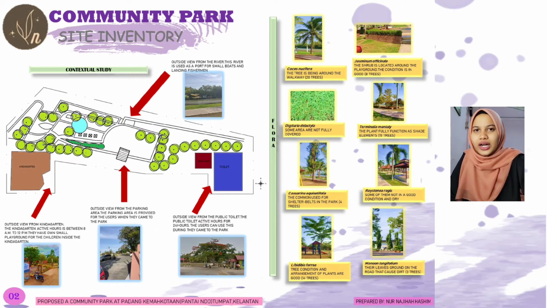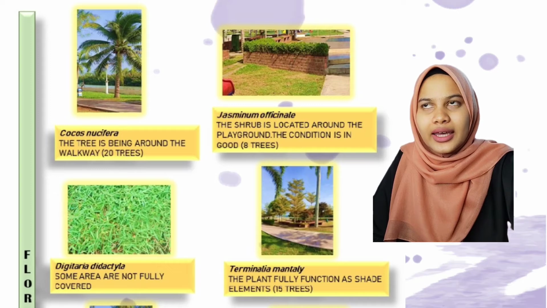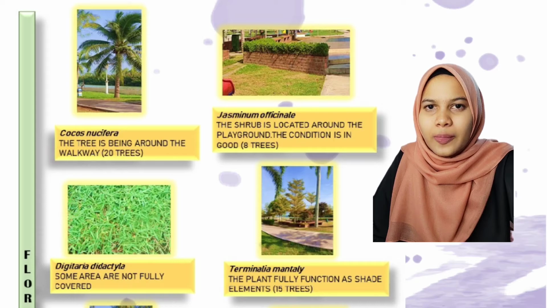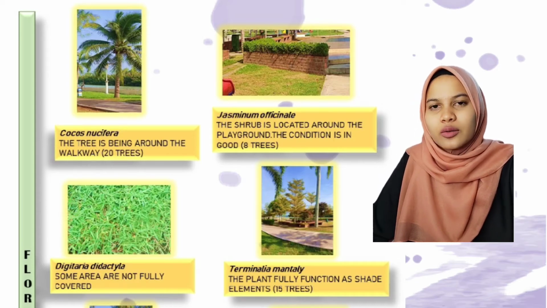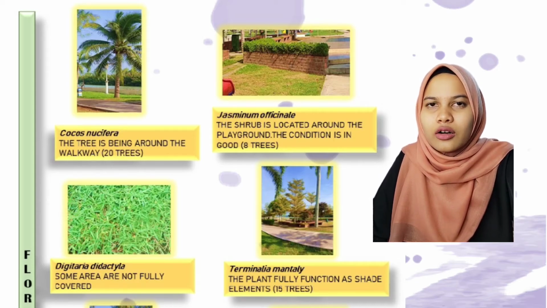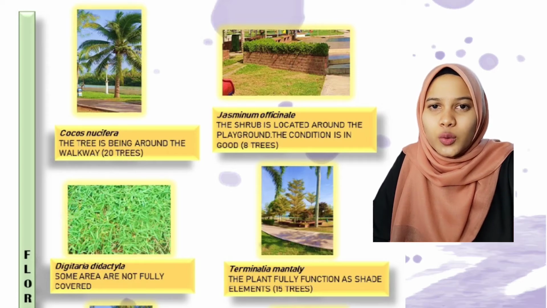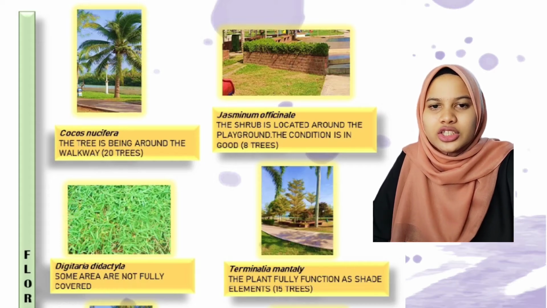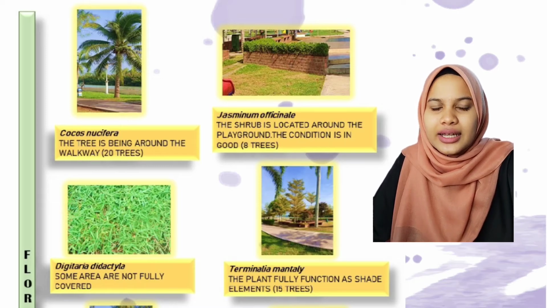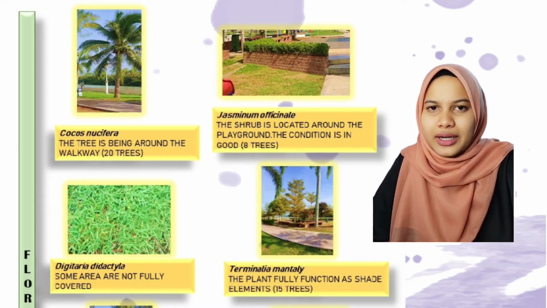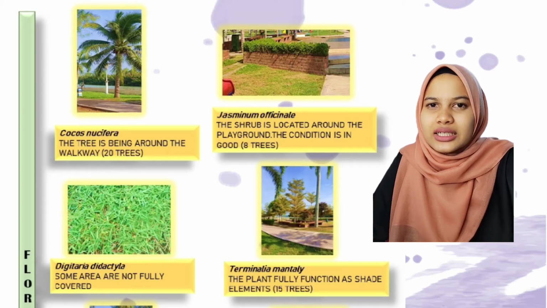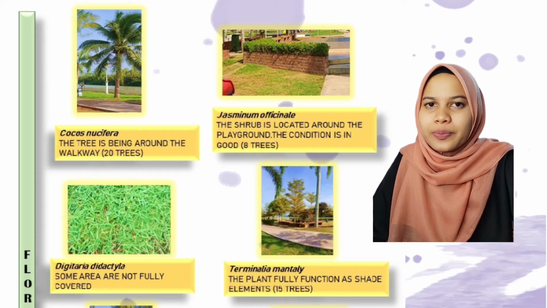Next is flora. The flora at the park is first Cocos nucifera. The trees are around the walkway. The amount is around 20 trees. Next, Jasminum officinale. The shrub is located around the playground. The condition is good. There are 8 plants at the park. Next is Digitaria dactyla. Some areas are not fully covered.